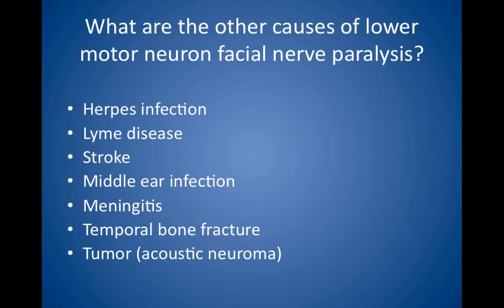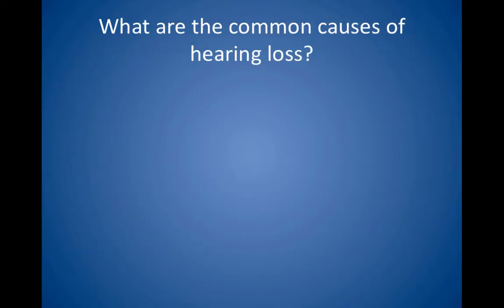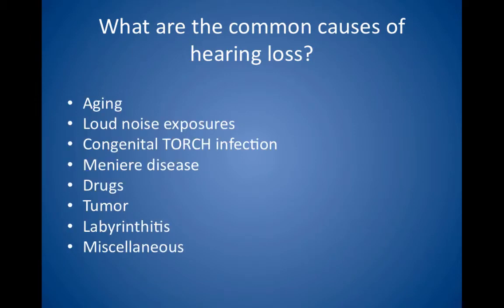Order a CT scan or MRI of the head if the cause is not apparent or if the history or physical exam raises suspicion, especially in the presence of additional neurologic signs. What are the common causes of hearing loss? The most common cause is aging, also known as presbycusis. Prescribe a hearing aid if needed.